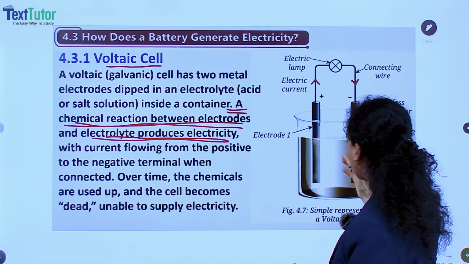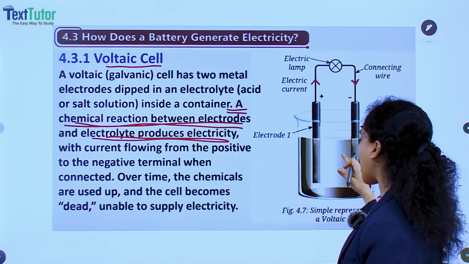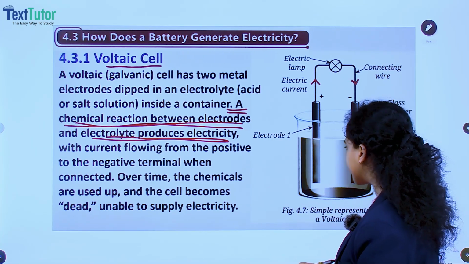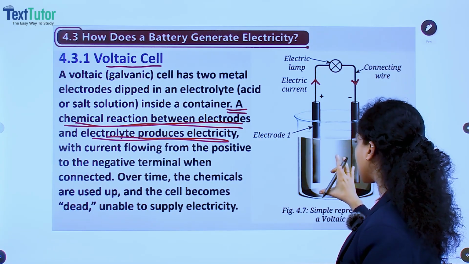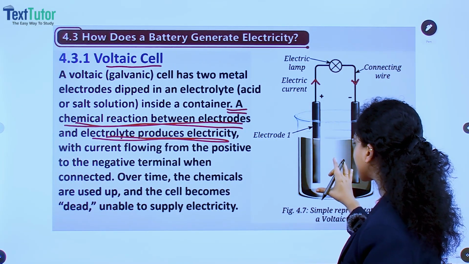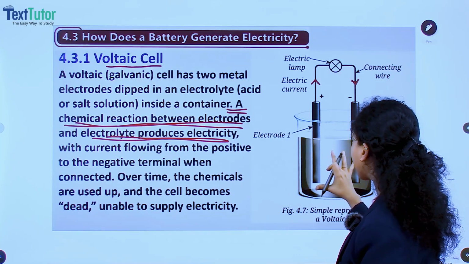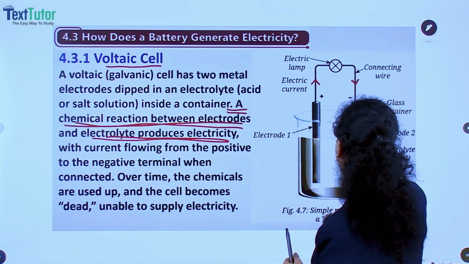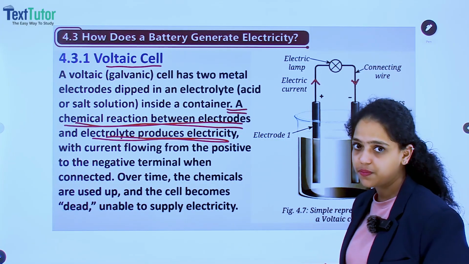On undergoing this chemical reaction over time, after a particular time this reaction comes to completion, or the chemicals are used up completely, and the cell will not supply electricity. The cell will become dead.